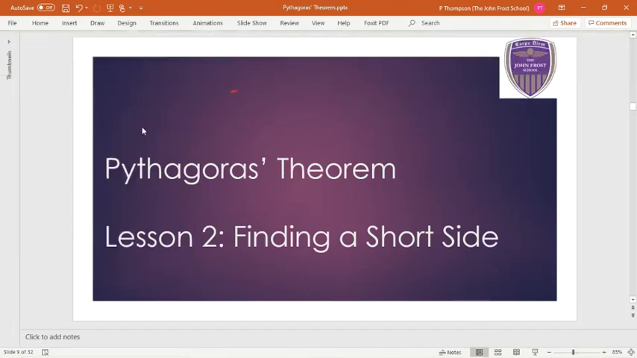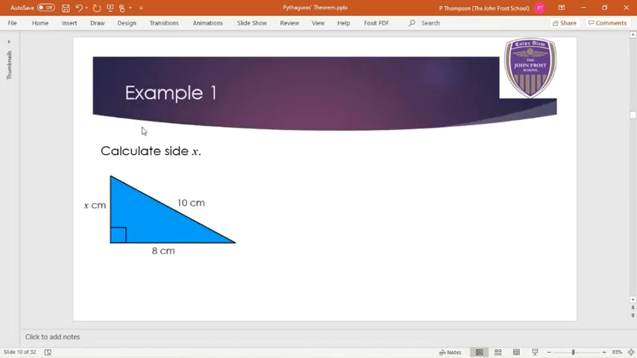This works, yeah. Lesson 2, finding the short side. If you haven't watched the previous lesson on finding the long side, do that first, because without that, you're going to struggle with this one. So first example, you'll notice that this is almost the same example as the previous lesson, but I want to show you that it actually works.